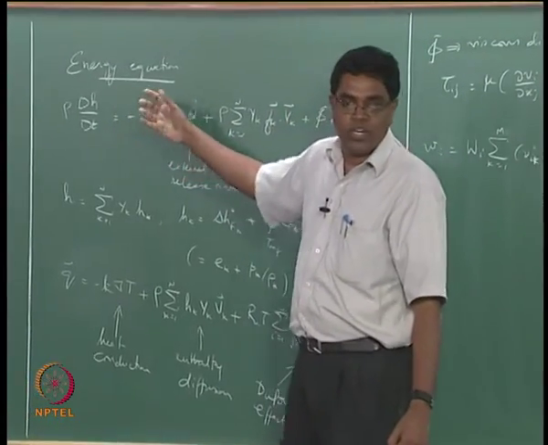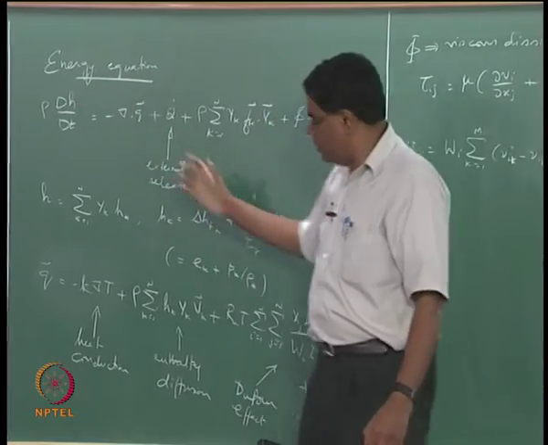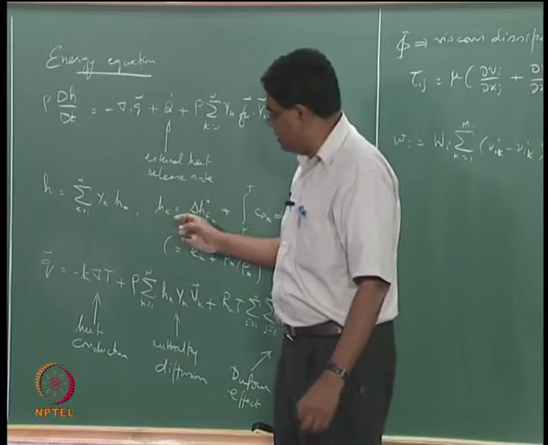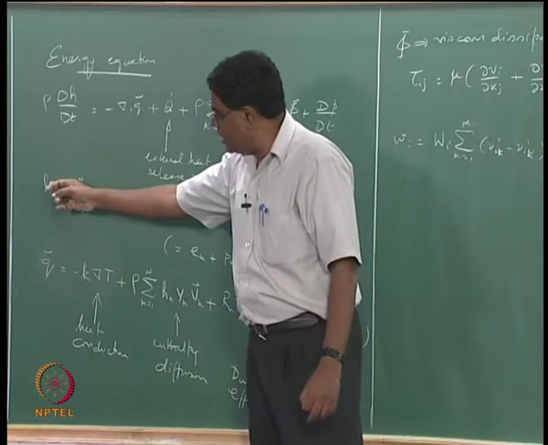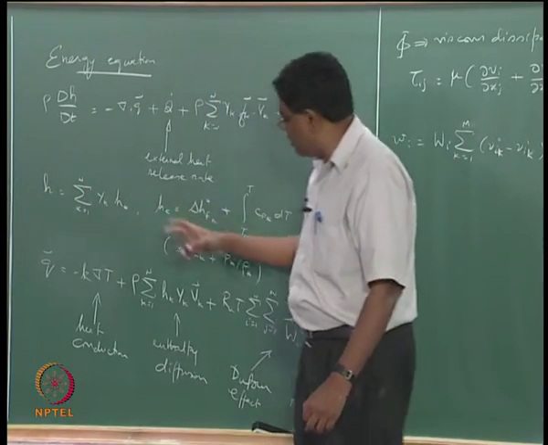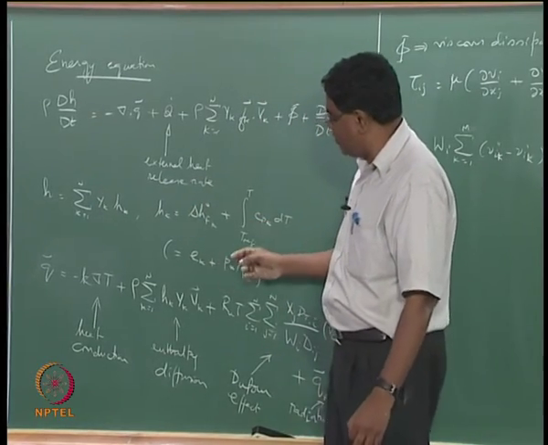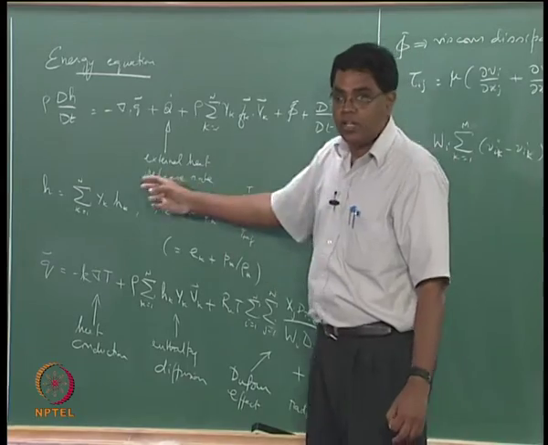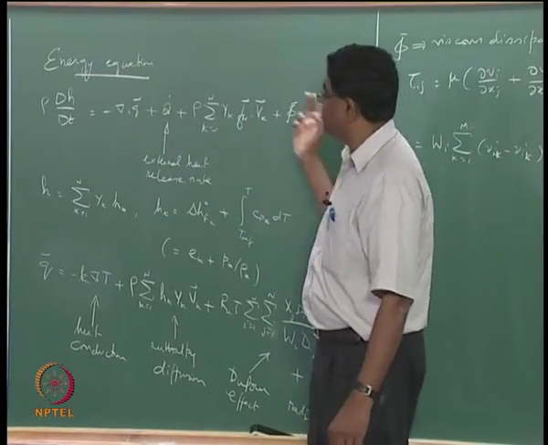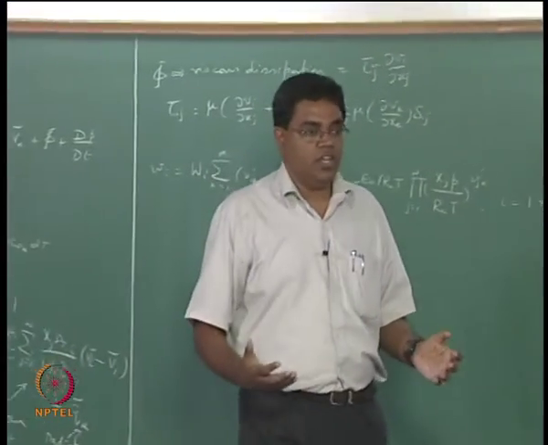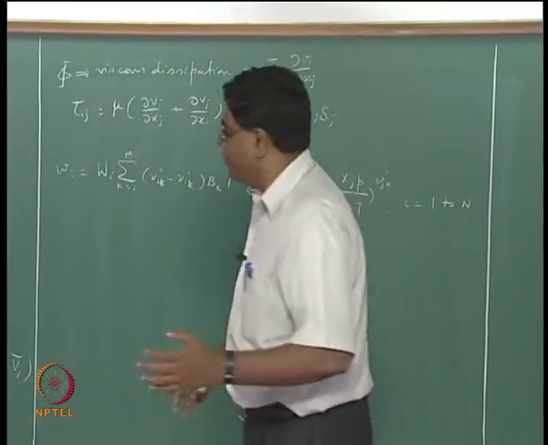If you were to work with an internal energy conservation, you will now notice that you have an Ek plus Pk by rho k. You can now plug that in here. You now have H that is now summing over Yk Ek plus sigma Yk Pk by rho k, and then you can now identify this term on the right hand side if you are now trying to conserve internal energy instead of enthalpy.